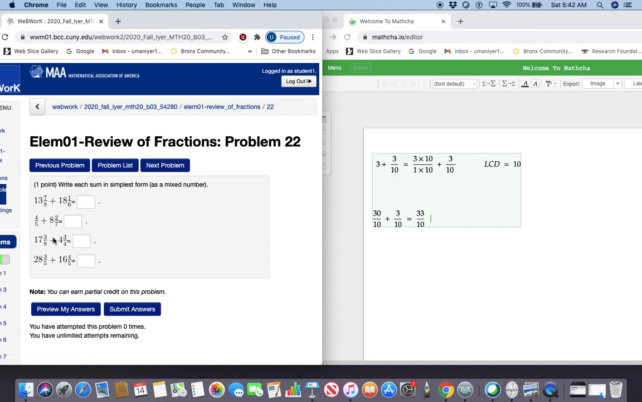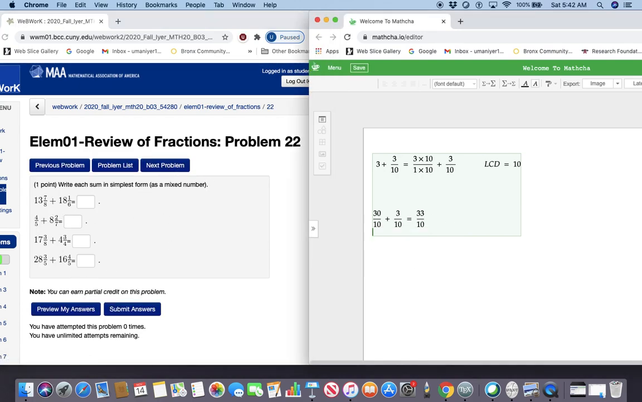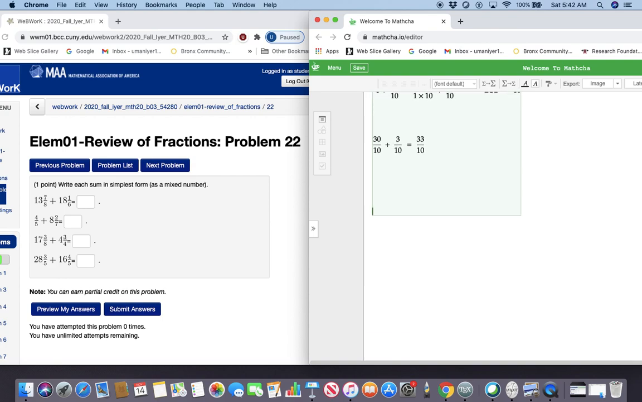Next problem. I have a bunch of additions, so let's go over them carefully. 13 and 7 over 8 plus 18 and the fractional part 1 over 6. Notice these are mixed numbers. First of all, what I can do is add the 13 and the 18 because these are whole parts. I can do that.